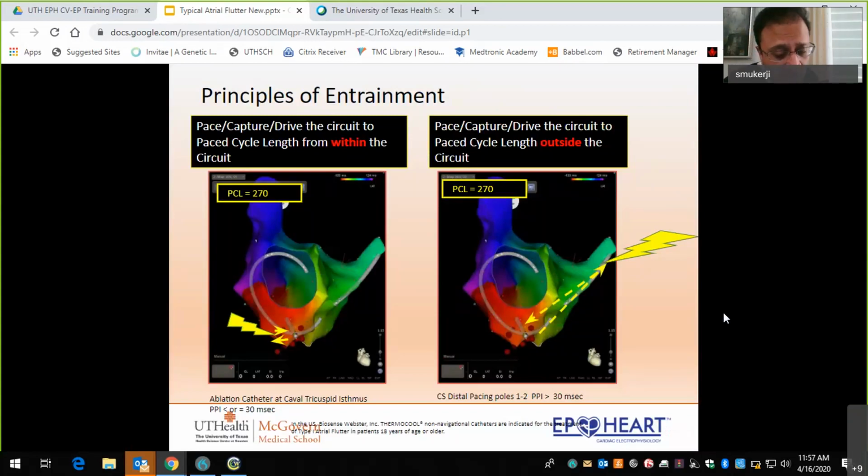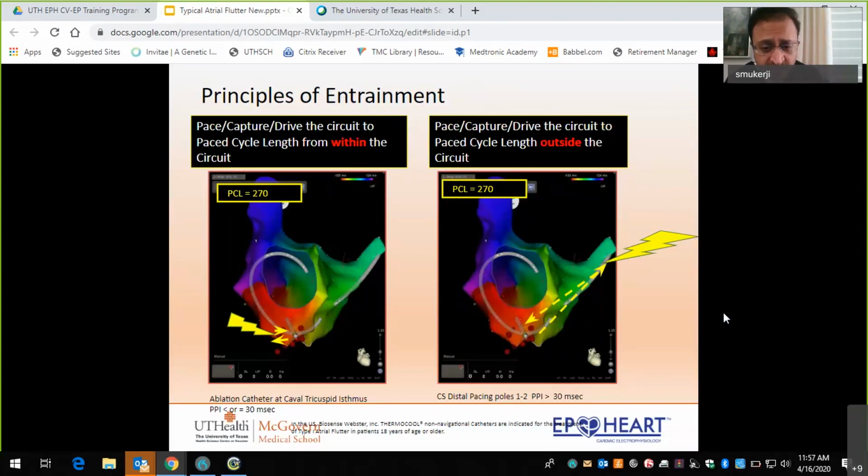And that's the reason why when I do these pacing maneuvers, entrainment maneuvers, I always start at different sites. So I start at, say, the high right atrium, which in a CTI is going to be off. So the PPI tachycardia cycle length will be 70, 80, 100, who knows, but it's going to be more than 30, as opposed to CS 9-10, which will be closer. But the most accurate thing is to place the ablator on the CTI and attempt to entrain from there.